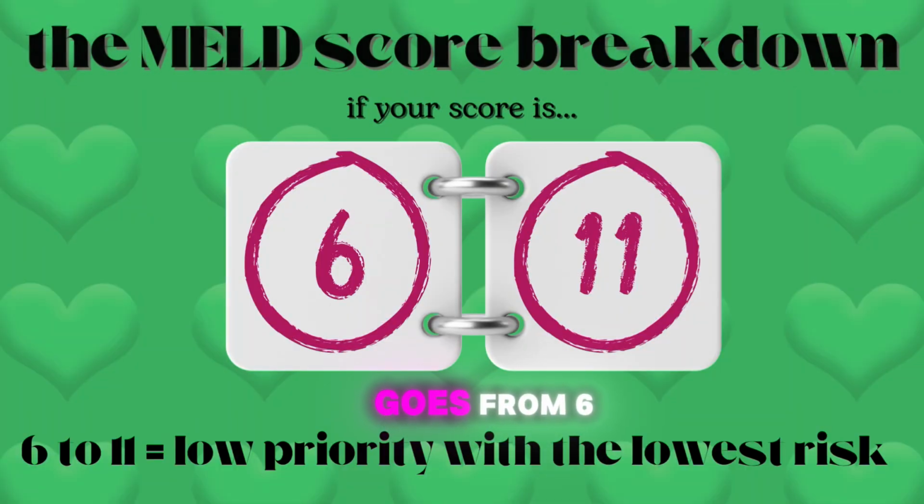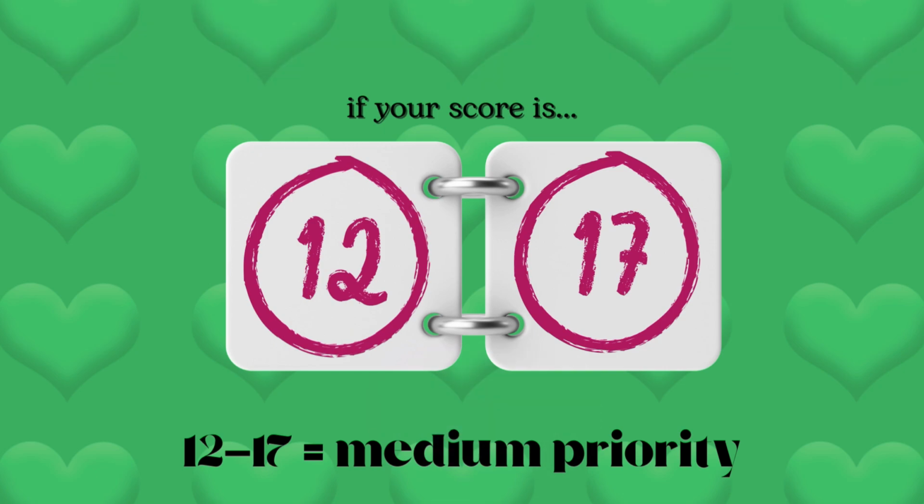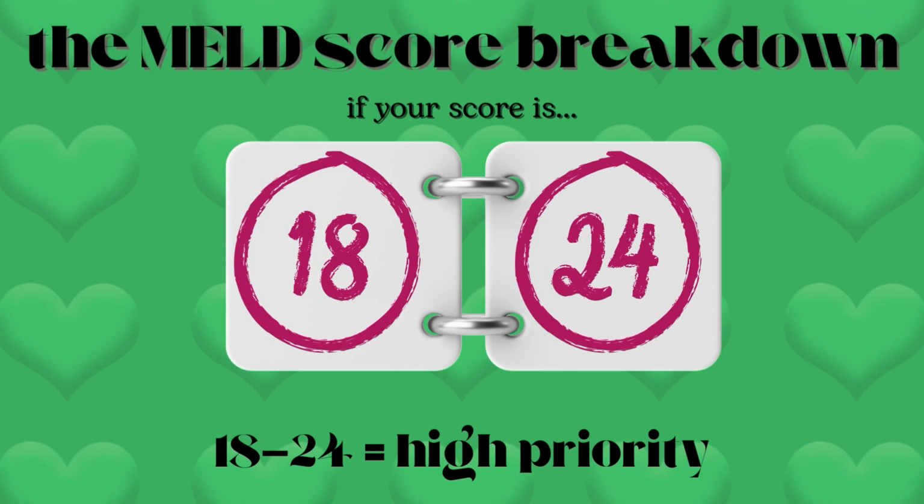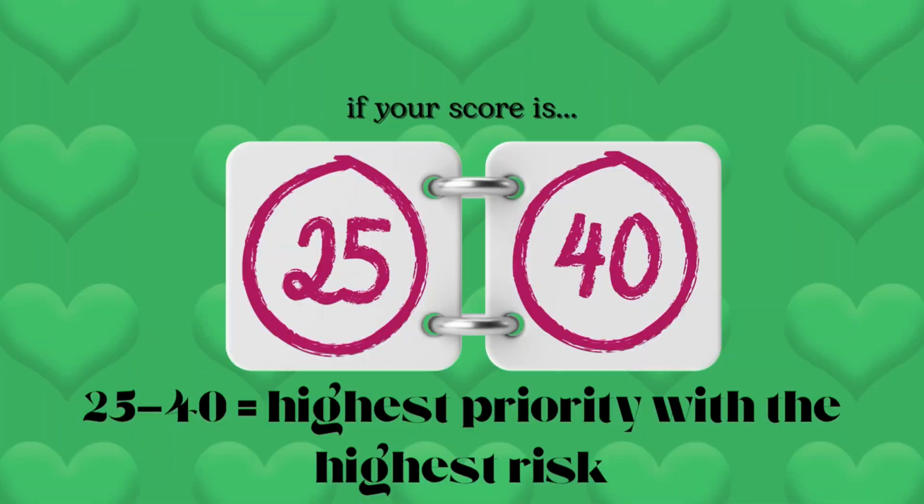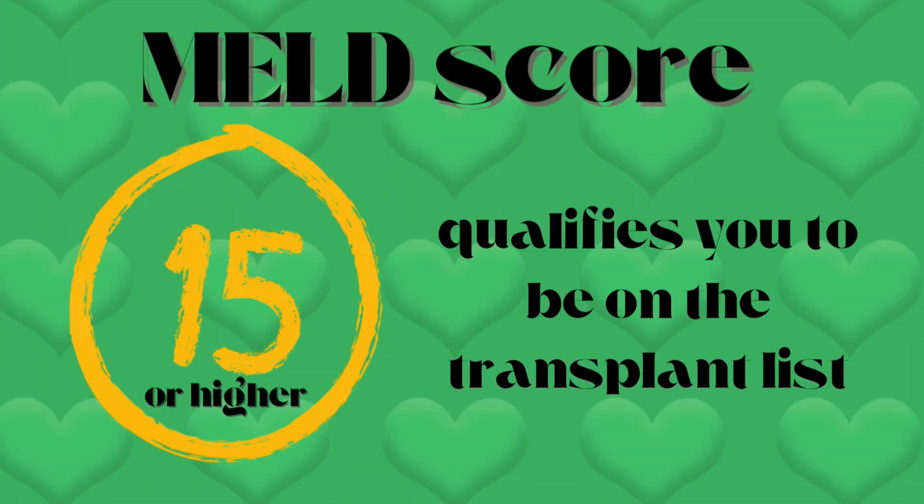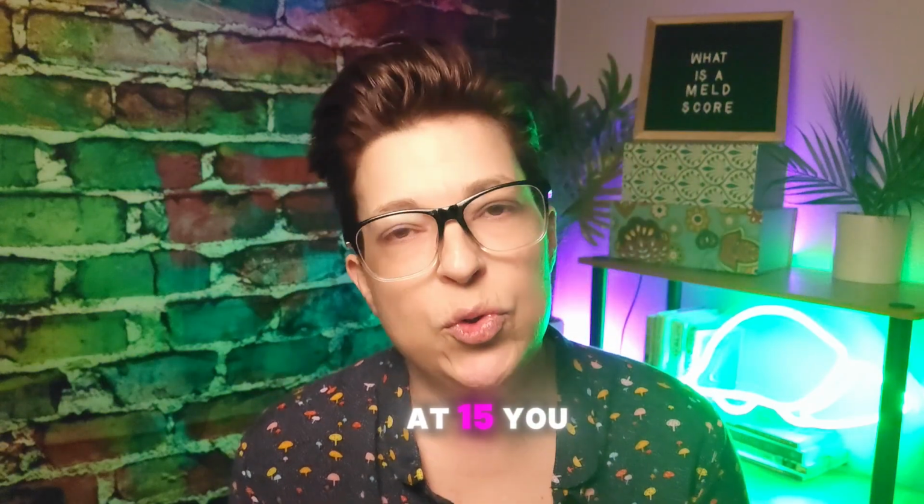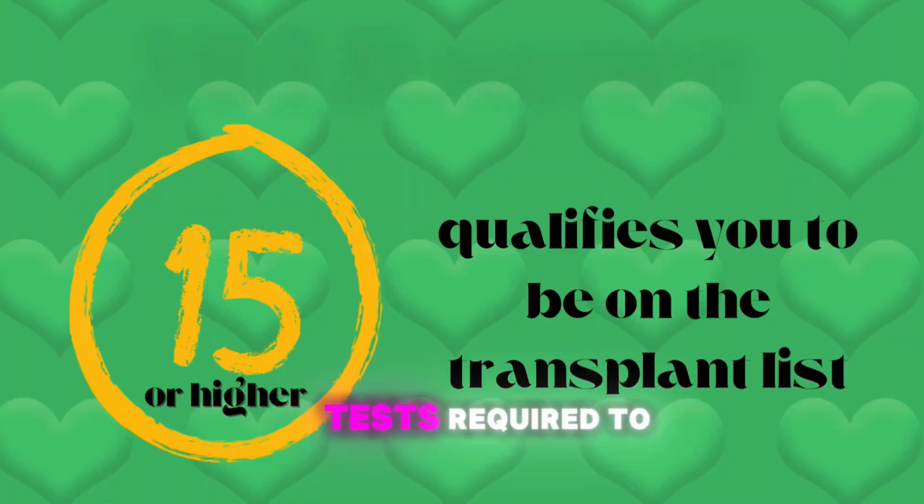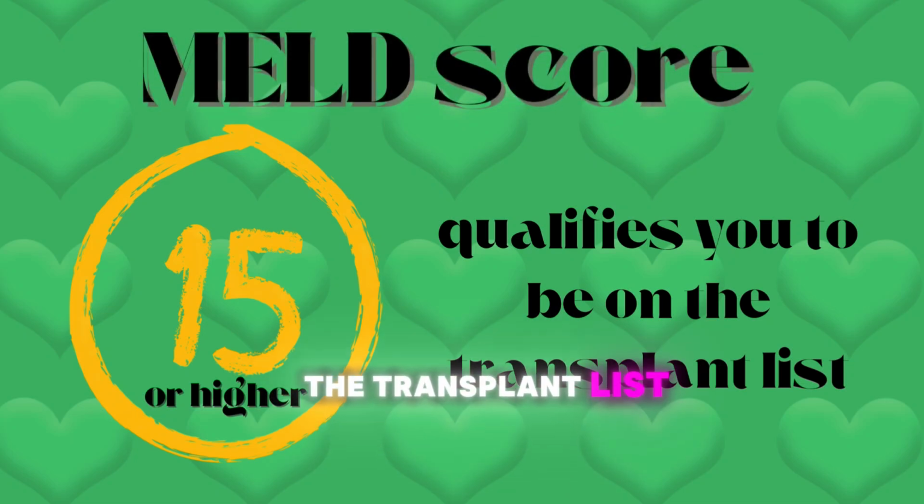All right, so what's the point of having a score if we don't know what it means? So the MELD range goes from 6 to 40, with 6 being the most beautiful, healthy, smooth, pink liver, up to 40, where that person is probably in dire need of a new liver. The score that we are looking for that is of particular interest to us is a score of 15 or higher. That is the not so magic number we're looking for. At 15, you do qualify to begin the series of tests required to get placed onto the transplant list.